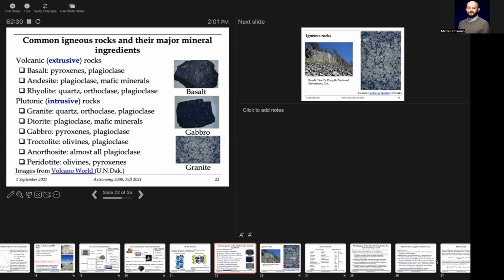Now, you might have heard the word basalt. You may not have heard what's this one? Andesite. Close. Andesite, not andesite with a second T. That's the only difference. It's hard. Okay, and the last one? And you'll notice here that we talked about these pyroxenes and plagioclase before. These are the types of things that make up basalts.